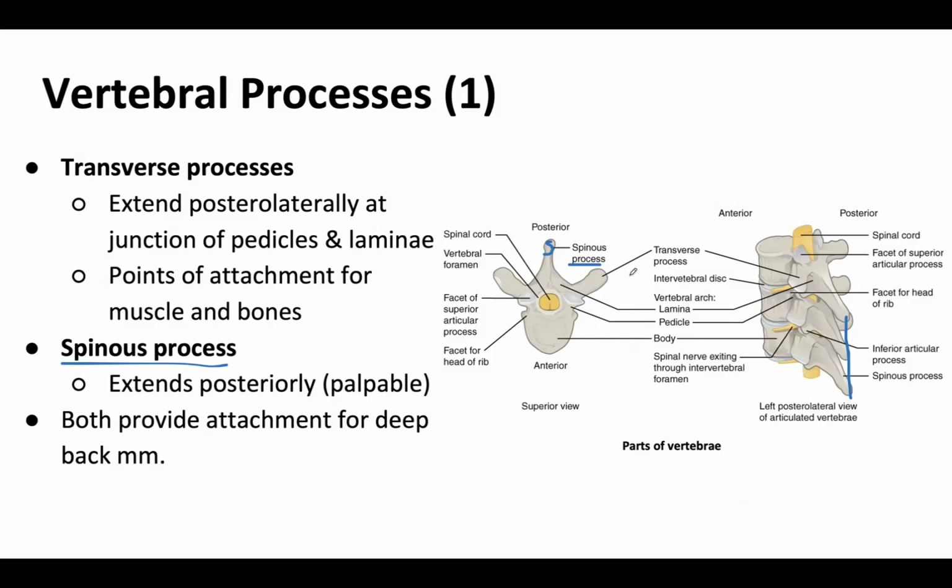Now, projecting posterolaterally, you will have the paired transverse process or transverse processes when you're talking about both of them. These are projecting right at the junction of the pedicles and the laminae, and there can be quite a bit of variation in terms of the size and the shape of the transverse processes in the different regions. These projections, all of these projections I just described, are going to be important as attachment sites for deep back muscles.